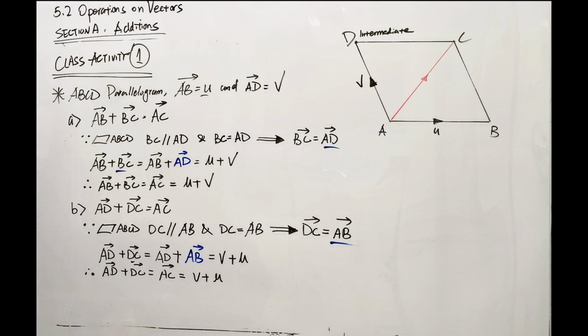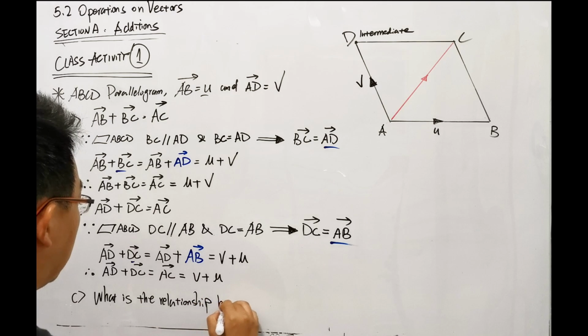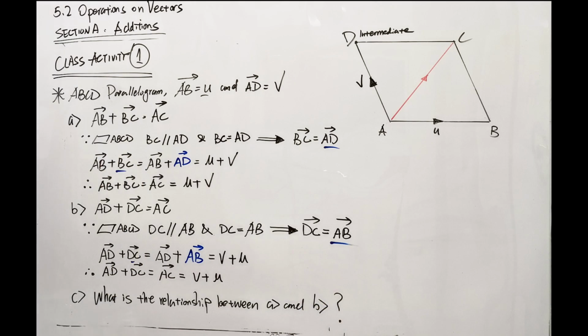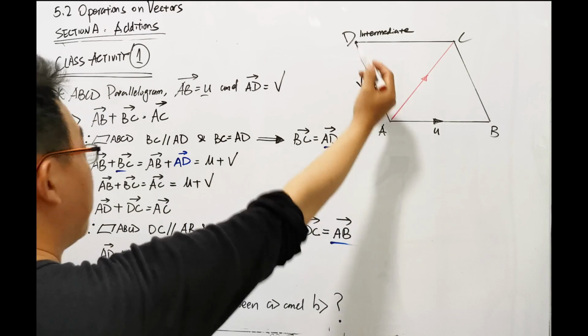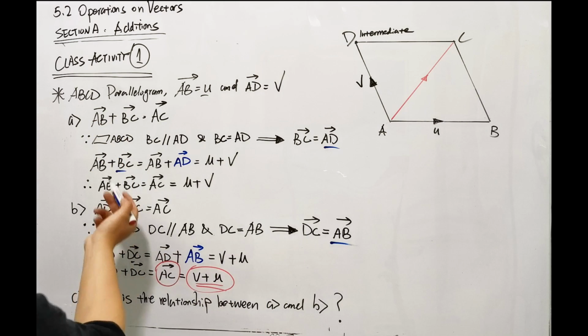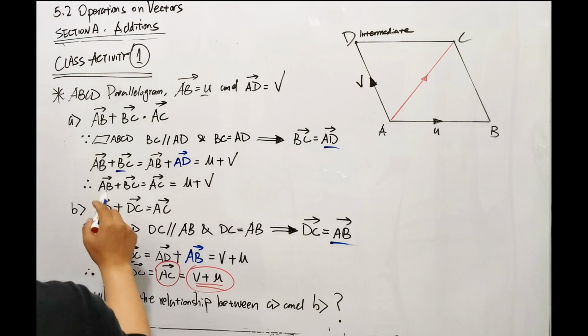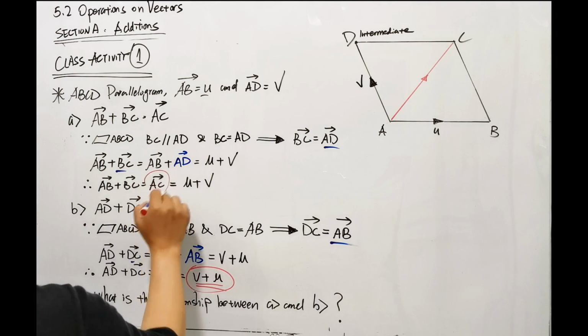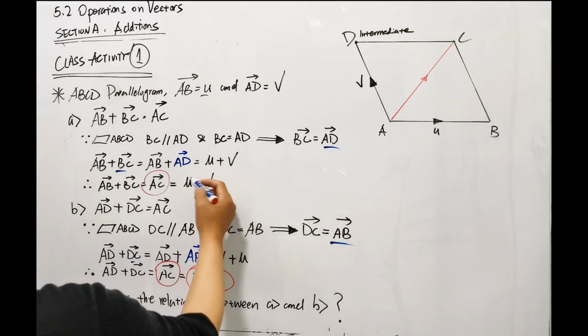Now we're going to find a very important relationship. What is the relationship between these two results? In part A we found AB plus BC, which is the diagonal AC, and the result is u plus v. In part B, AD plus DC, we found the same vector and the same result, the same diagonal AC.